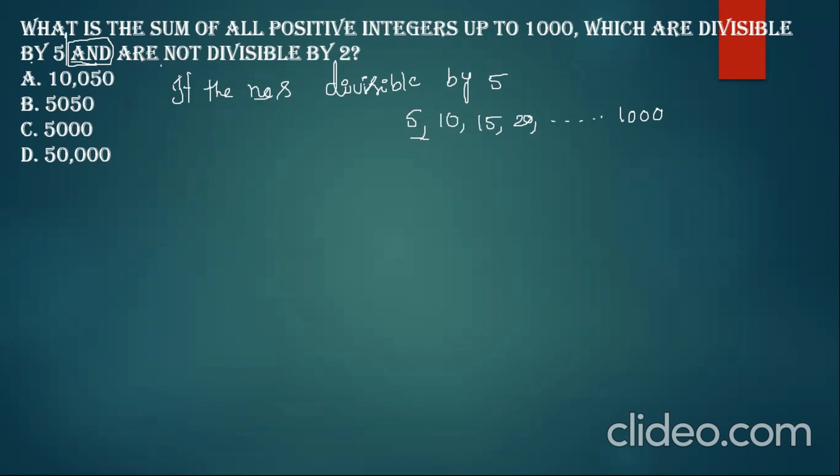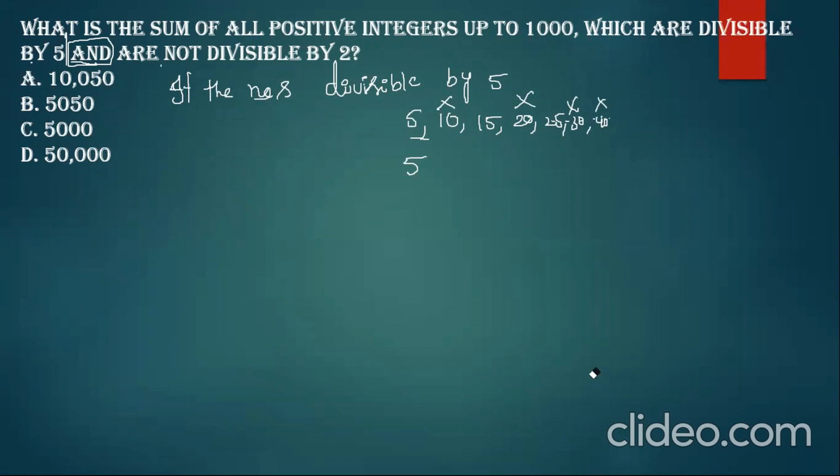Here we can observe the numbers which are not divisible by 2. Not divisible by 2 means we have to erase these. So this can be out, this can be out. And the final thing, 10, 20, 30, 40, and so on, all of these are going to be removed.